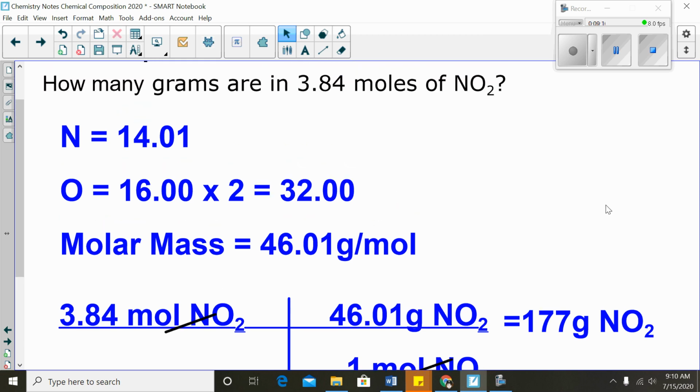Now, does your answer actually make sense? Yeah. 46.01 grams is how much you have in 1 mole. So if you have 3.84 moles, you should have more than triple the amount of grams, right? And you do.